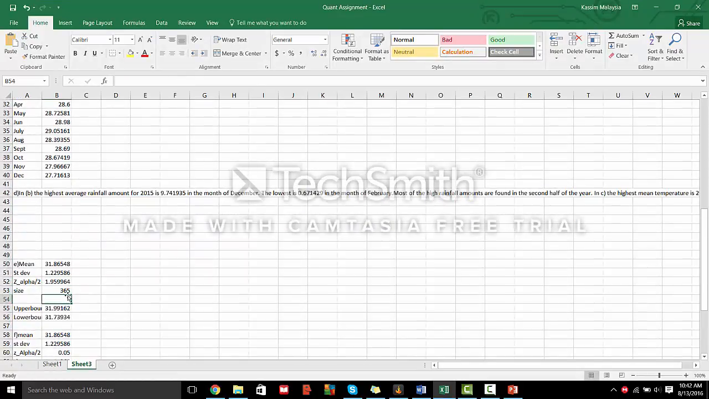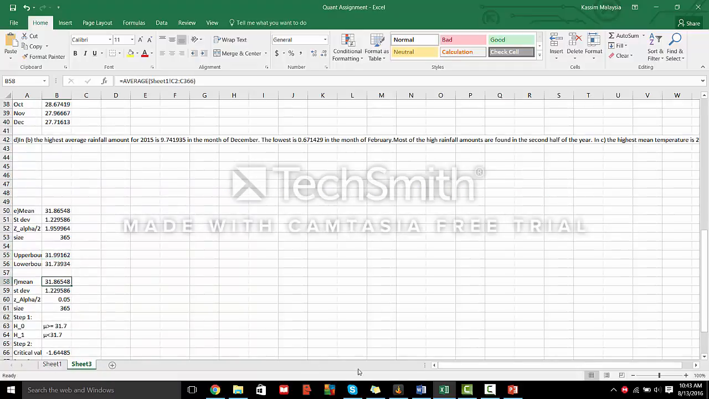So size is 365, because in that particular year, there's only 365 days. So upper bound, as you can see, the method is mean plus Z alpha times standard deviation over square root of size. So that's how you get upper bound. In lower bound, you just minus. You can see upper bound is just plus, lower bound is just minus.